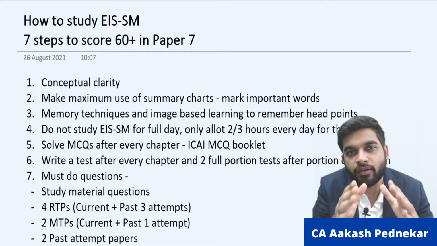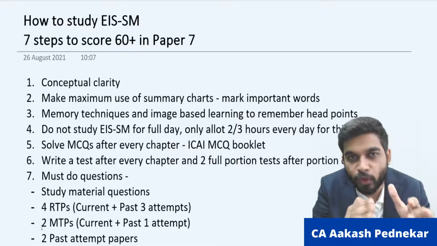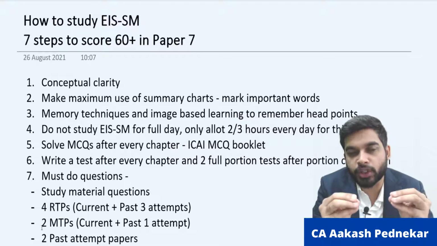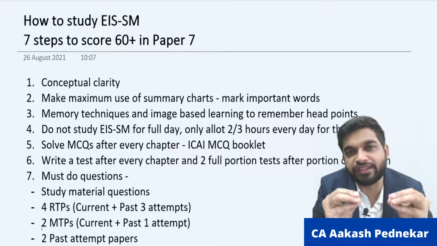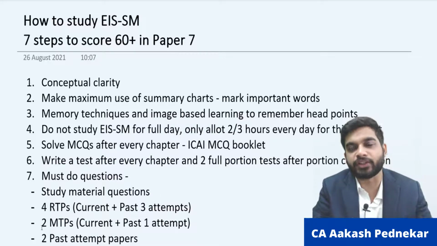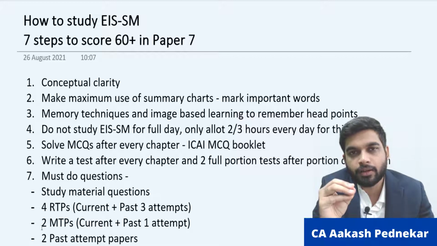Majority students find this paper very difficult, and the reason is that they don't follow these 7 steps. Once you follow these 7 steps, I'm pretty sure getting a 60 plus will be very easy for you. So let's start with the first point. As you can see on the screen, the first point is conceptual clarity.